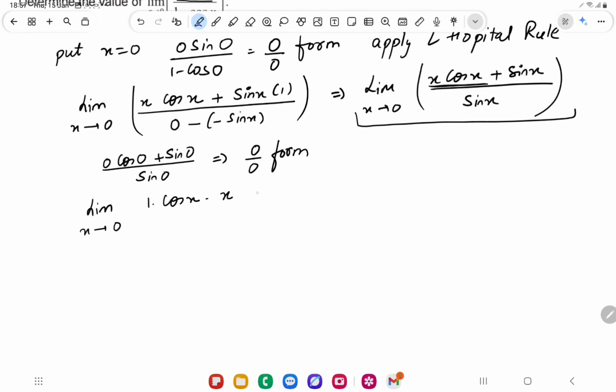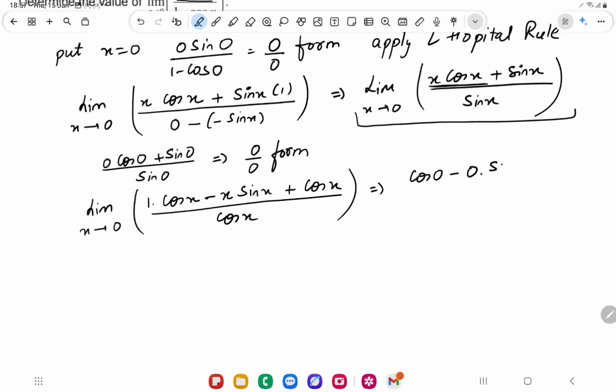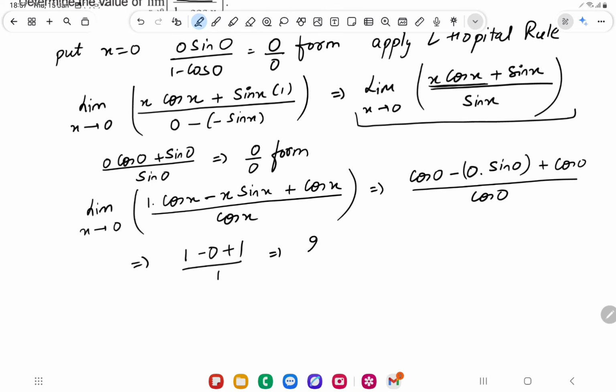X becomes same, cos x's derivative is minus sin x, plus sin x's derivative becomes cos x, whole divided by sin x's derivative, which is cos x. Now if I put in the limit, it becomes cos 0 minus 0 into sin 0, I will put it into a bracket, plus cos 0, whole divided by cos 0. Now as we know that cos 0 is 1, so 1 minus 0 plus 1 upon 1, that becomes 2. So 2 is my answer.